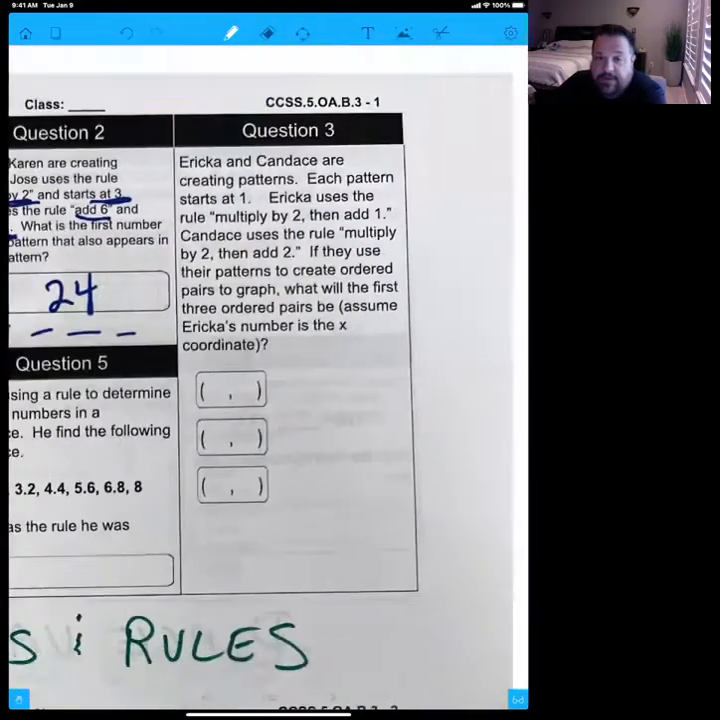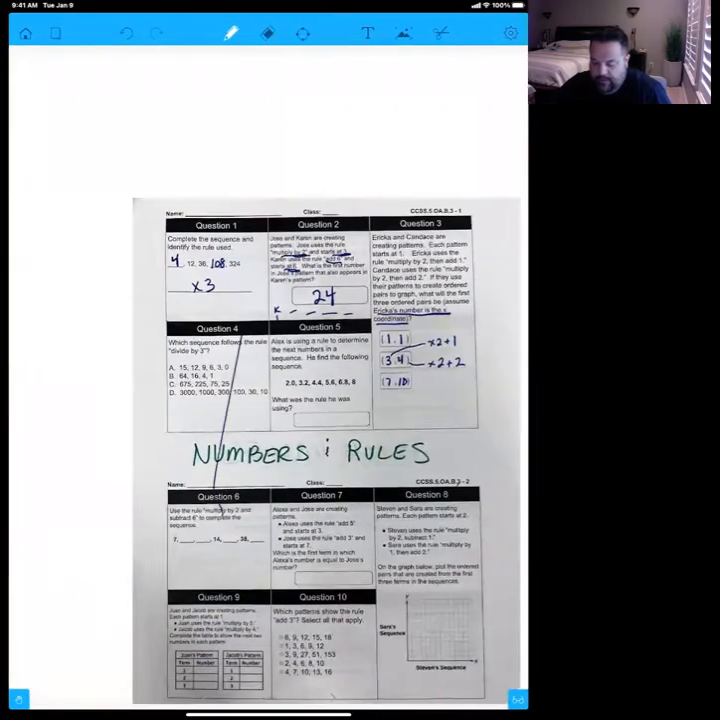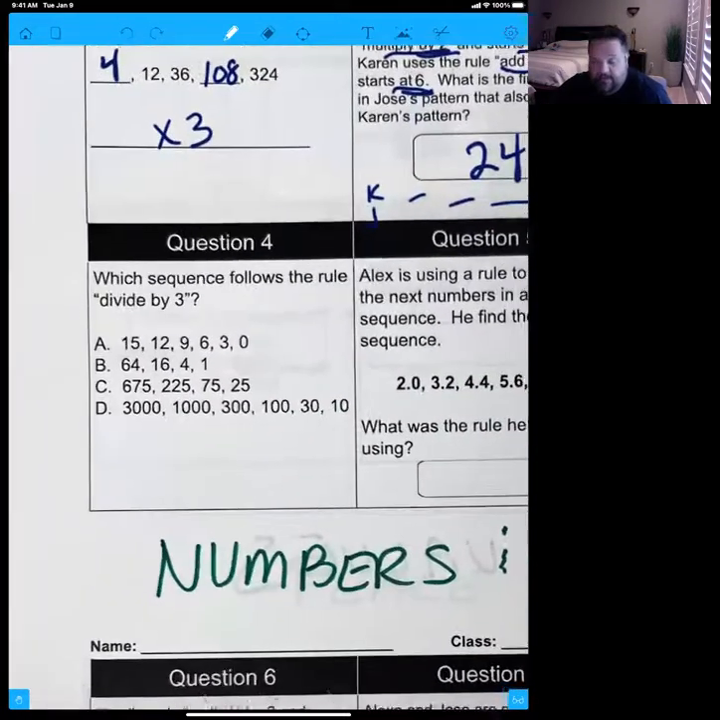Pause the video and do number 3. Okay, so you're starting at 1, 1. And then if you follow the rules, the key here is Erica's numbers on the X coordinate. So that comes out to 3, 4, and 7, 10. Because for the X coordinate, you were doing times 2 plus 1. And for the Y coordinate, we were doing times 2 plus 2.